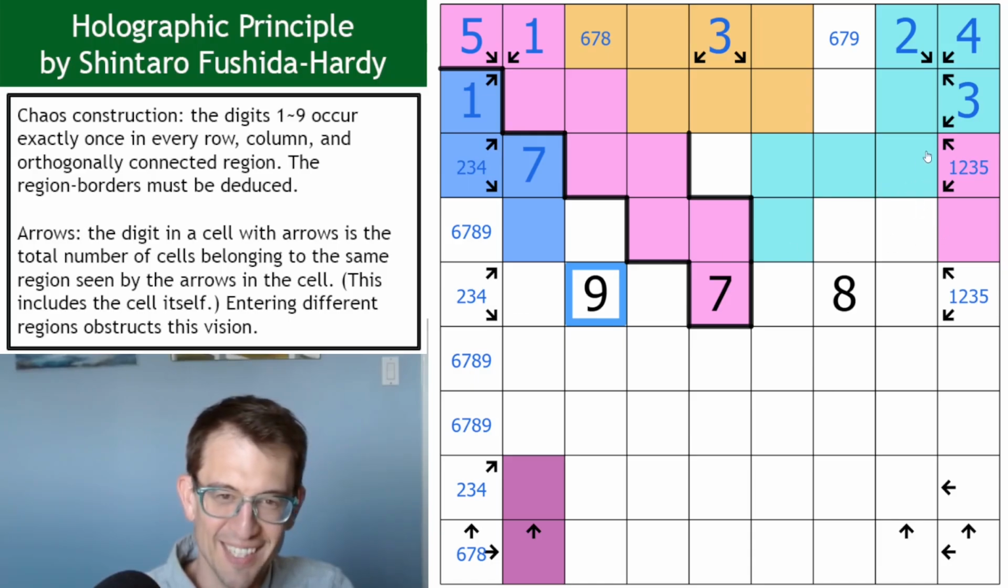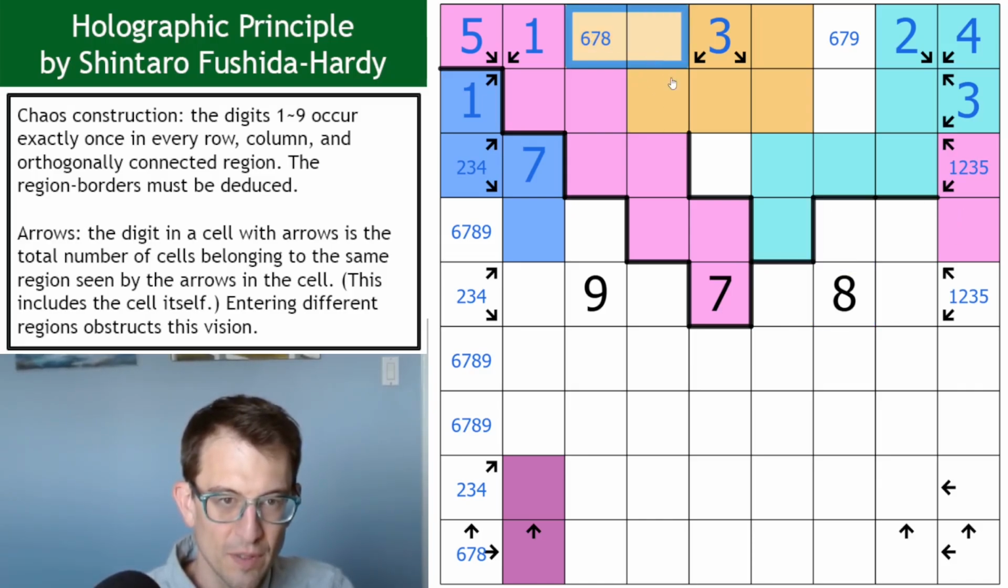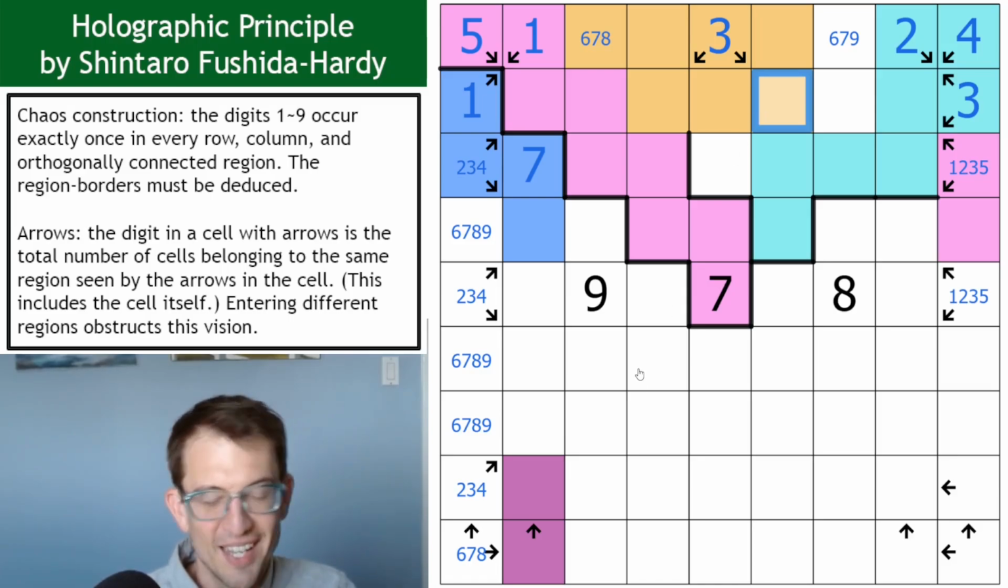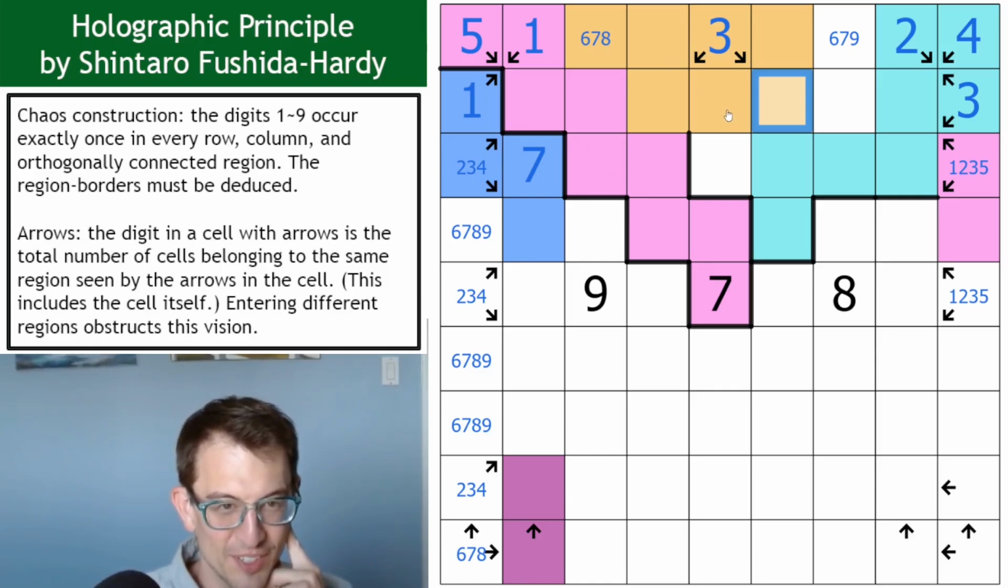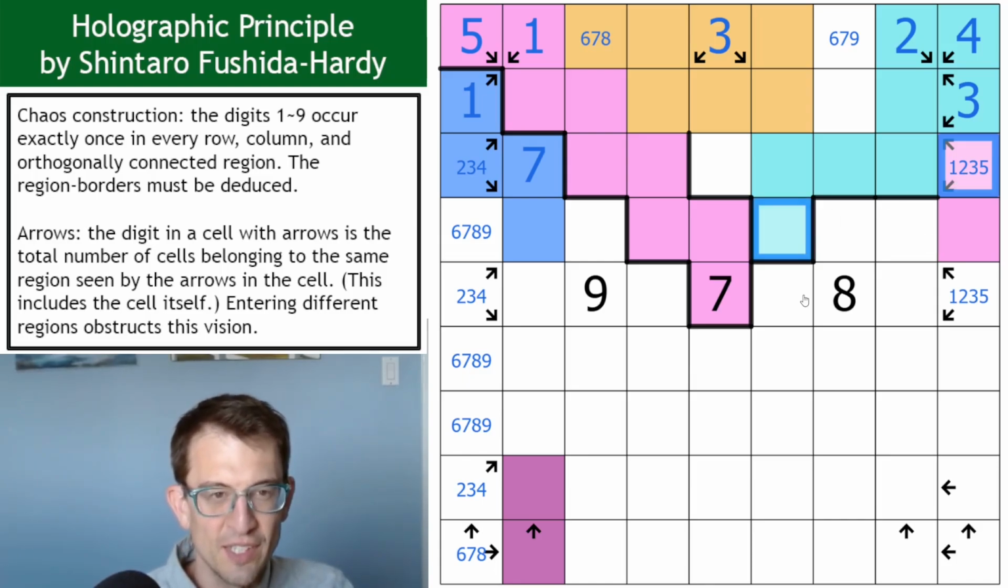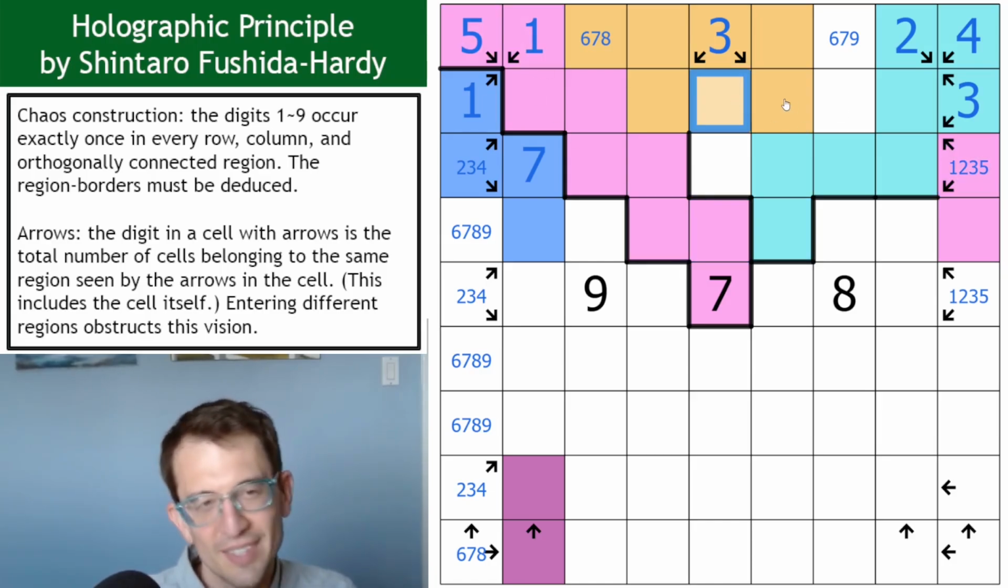Yeah, sorry, I'm stuck again. I guess I can draw a border here as well, if that's helpful. It feels like there's not enough to go on, but I know there is. I think I know that this digit is here, actually. Do I know that? No, it's one of those. Or, yeah, no. I don't know what it is.